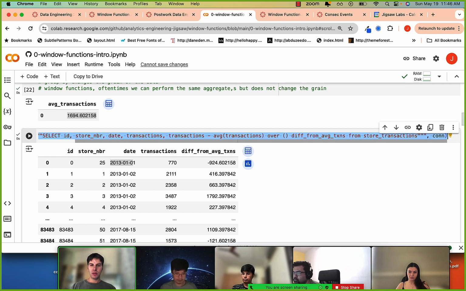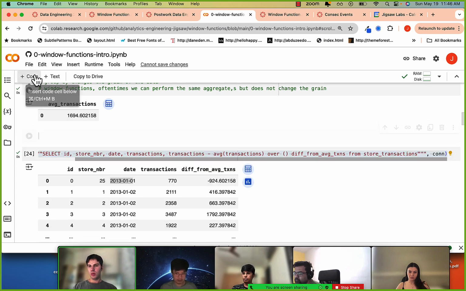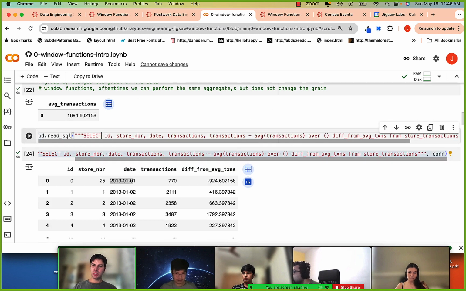So I'll put this in a new line here. So I'll select the ID, the store number, the day. Let's just do average transactions. So average transactions over, and then here will be partition by. You're just using these words, partition by, like what do you want to split up the window by? And here we'll say the store number. Okay? And we'll call this average per store.